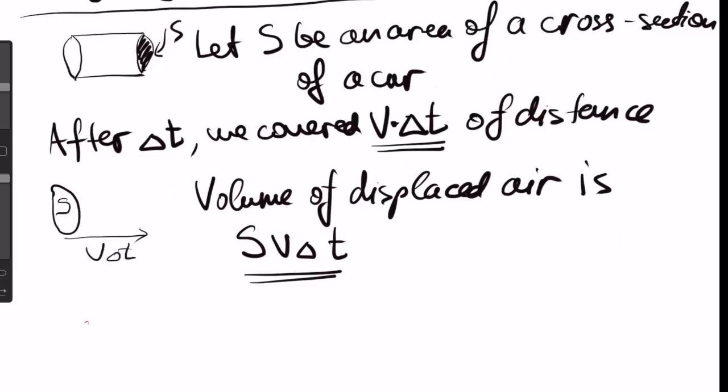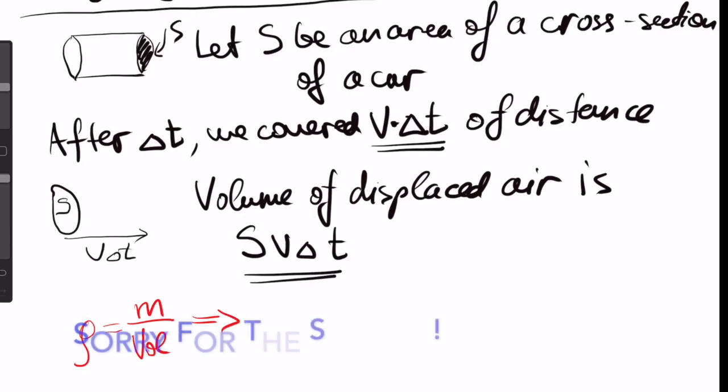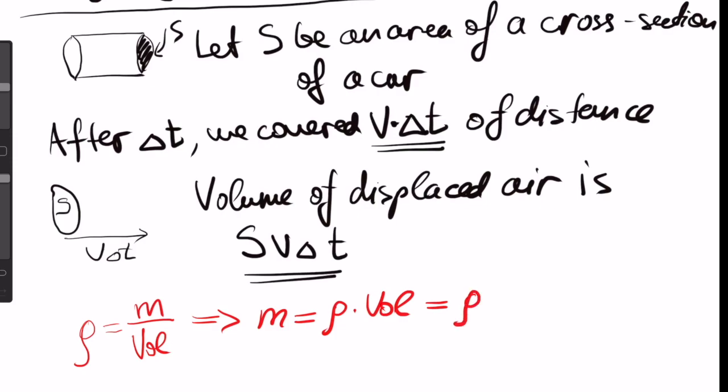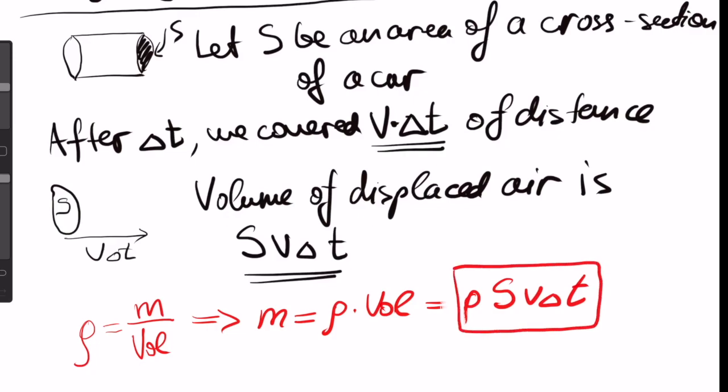Now I want you to recall that density is the ratio of mass and volume. And since we are interested in the force, because air drag is a force, we want to be able to derive mass. So mass becomes rho times volume. And in our case, it's going to be rho times S times V times delta T. And this rho is the density of the surrounding air. And we can assume that it's constant. So this is the mass of air that we displaced during time delta t.